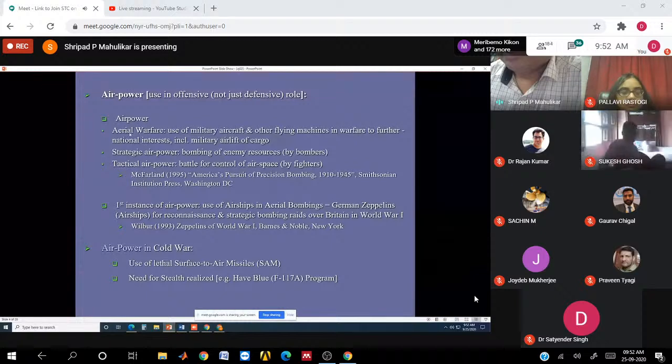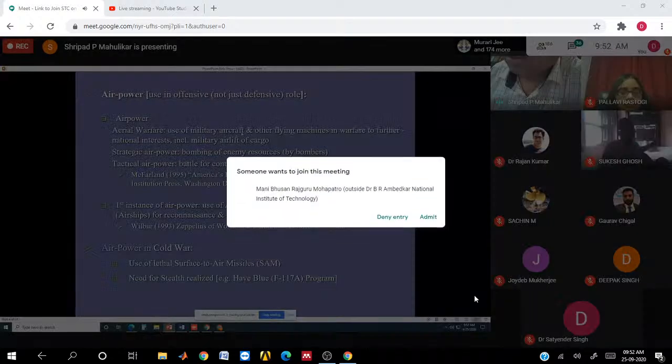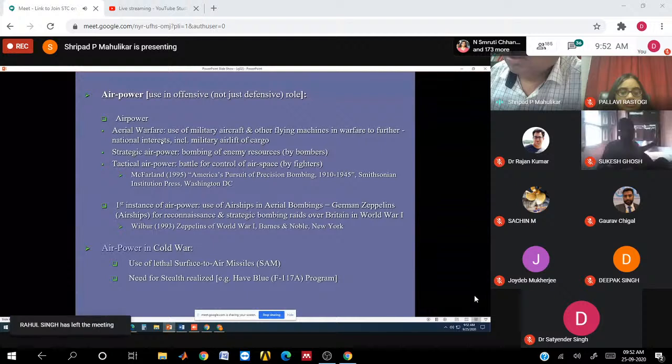So let us now discuss some points in air power. The first point, aerial warfare. Aerial warfare is the use of military aircraft and other flying machines in warfare to further national interests, which also includes military airlift of cargo. Now, why is military airlift of cargo mentioned? Because even these aircraft, which are meant for airlifting cargo, also need to have these stealth features.